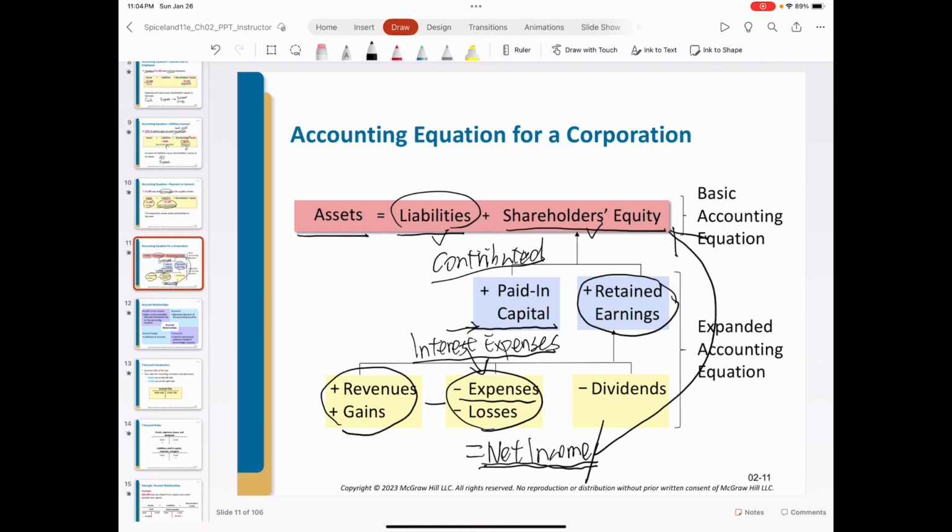Conversely, if the total expenses and losses is greater than the sum of revenue and gains, the company will have a net loss. Here we just assume the company is profitable in the prior accounting periods, so these profits will be accumulated in this account, retained earnings, after subtracting dividends. A dividend is not an expense, because before we get net income or net loss, we've already subtracted all the expenses and losses.